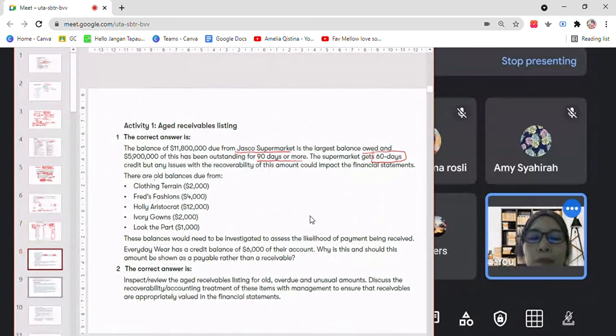Okay. So what should you do? What item should you focus on? Okay, you should focus on the overdue and unusual amount. Okay, listing for all overdue and unusual amount. Discuss the recoverability of this item with management to ensure that receivables are appropriately valued in the financial statement. So you nak tengok whether the item is properly valued at the correct amount. So you have to look at this one.